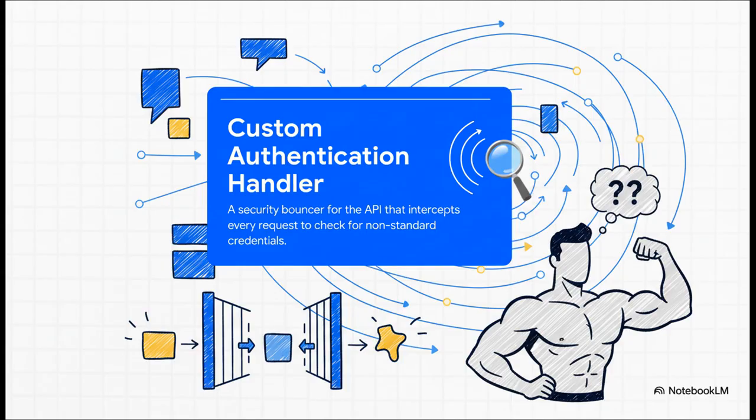So what's the solution? You can't use the standard tools, so you have to build your own. You essentially create a custom security bouncer for the API. In the tech world, we call this a custom authentication handler. And its job is simple. It stands at the door, and it stops every single request to check its ID, in this case, those two weird headers, before it even thinks about letting it in.